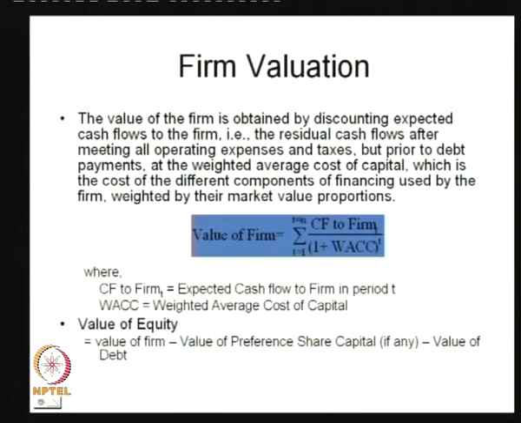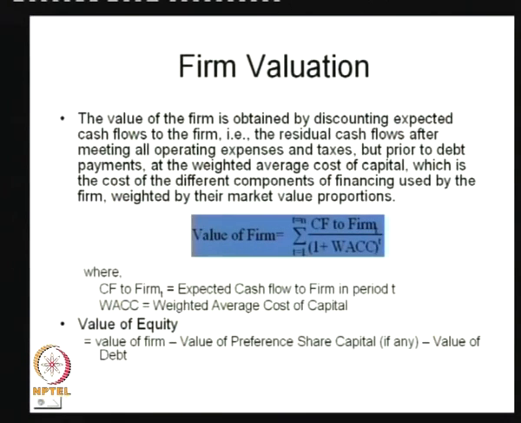In firm valuation, the value of the firm is found by discounting the expected cash flow for the firm, which is the residual cash flow after meeting all operating expenses and taxes, but prior to debt payments. Debt payment is not deducted, because the cash flow found for the firm should take care of the debt payment. This cash flow to the firm has to be discounted at the overall cost of capital, the weighted average cost of capital, because in the numerator you have the cash flow to the firm.